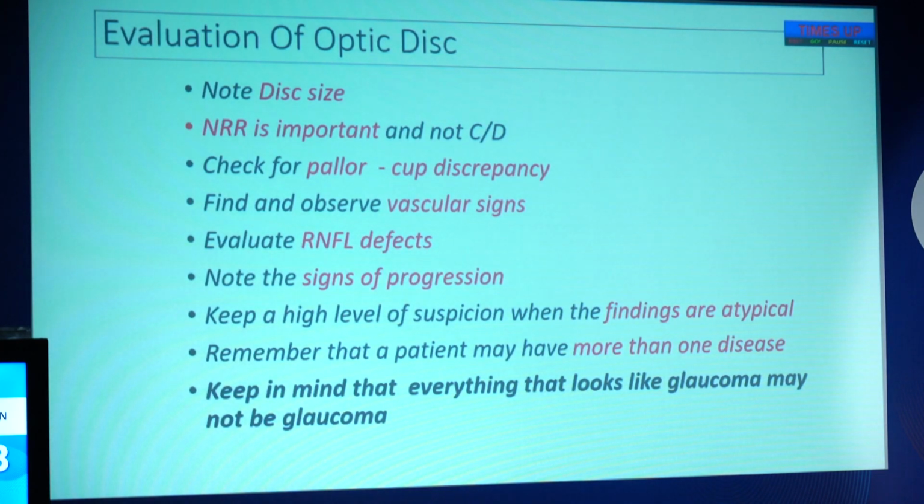NRR is important and not the CD. Check for pallor cup discrepancy, find and observe vascular signs, evaluate RNFL defects, note the signs of progression, keep a high level of suspicion when the findings are atypical, and remember that a patient may have more than one disease. Keep in mind that everything that looks like glaucoma may not be. Thank you.